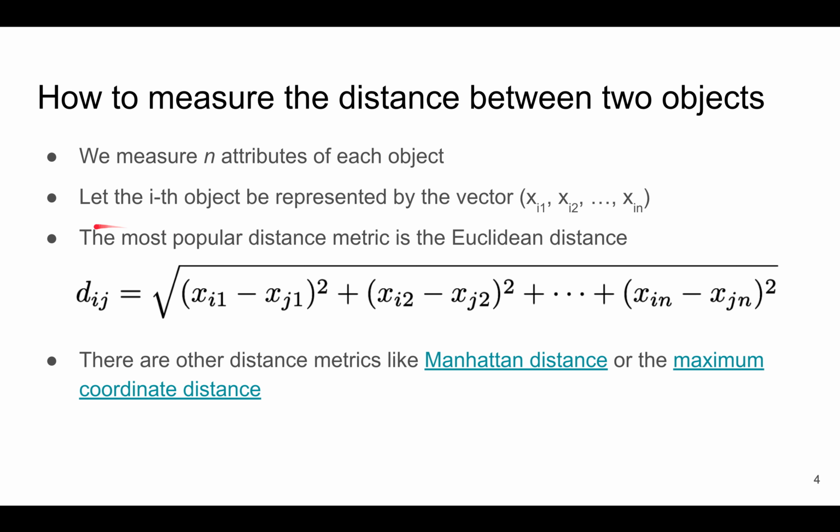The most popular distance metric, which we'll be using in this course, is the so-called Euclidean distance. Basically, you take the difference of each dimension, you square it, you sum it, and then you take the square root. This is somewhat similar to the Pythagorean theorem, or you can think of it as the regular straight line distance. If you draw a straight line from i to j and calculate the distance, that's how you do it. I wanted to mention that there are other distance metrics like the Manhattan distance or the maximum coordinate distance, which you can read about on your own if you're interested.